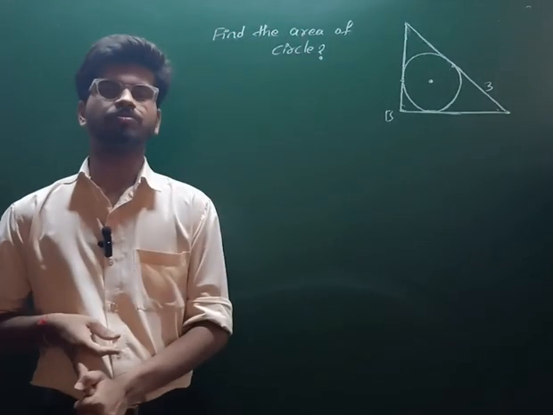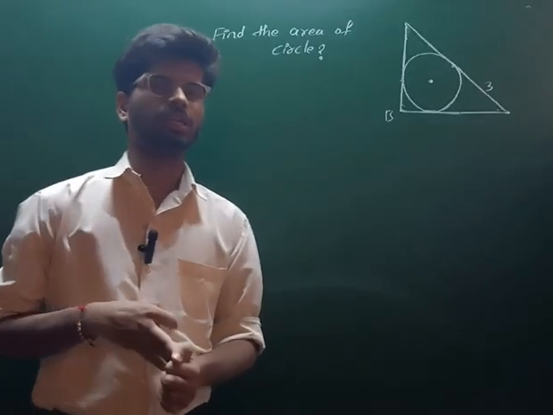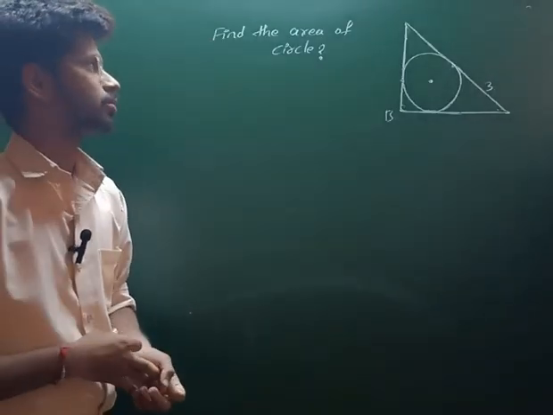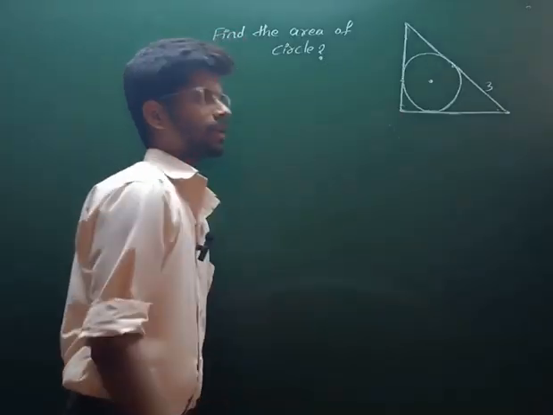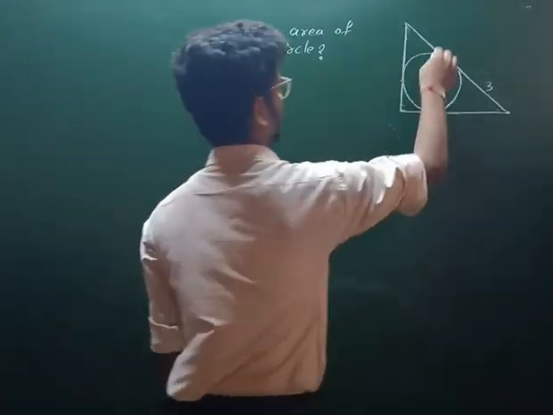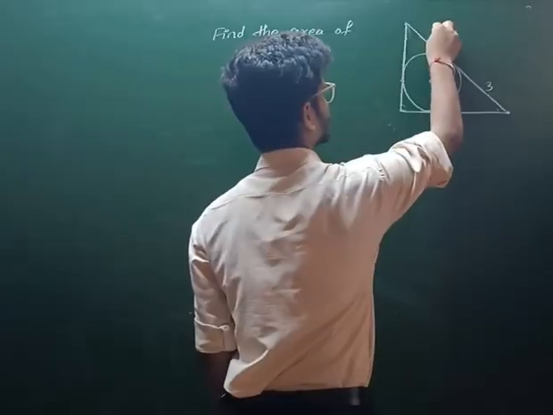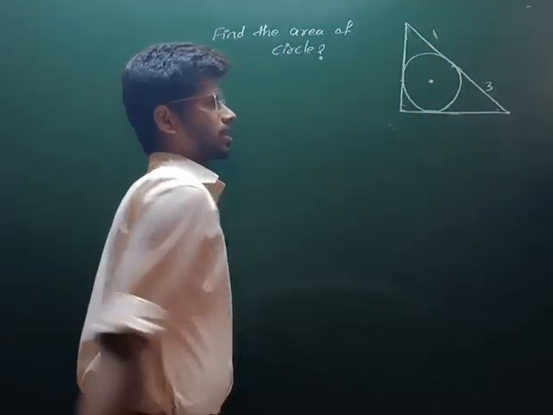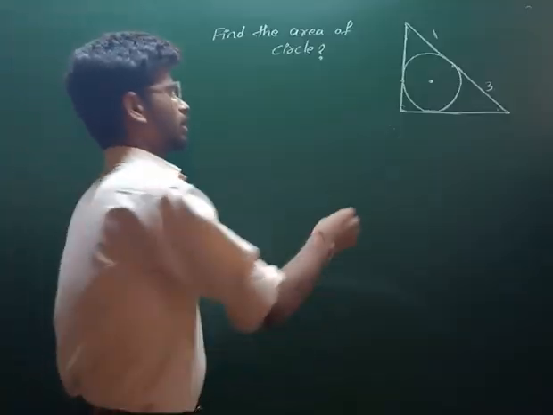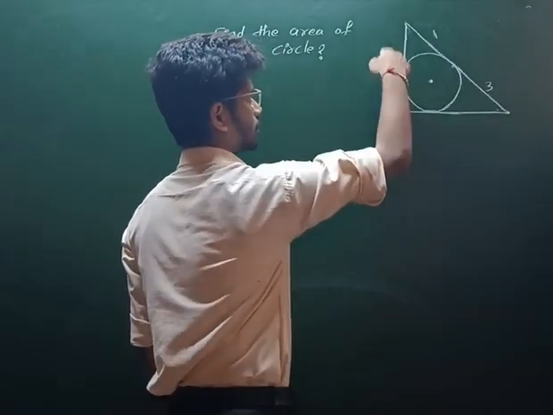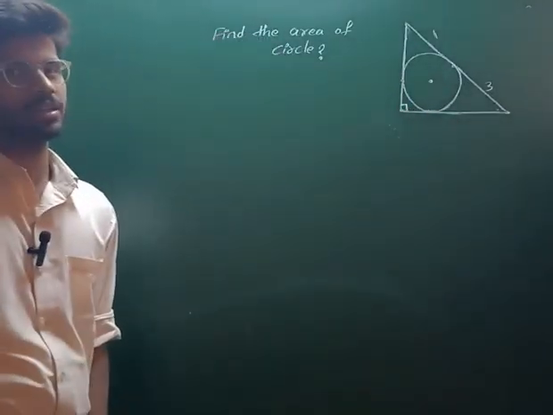Good evening, everyone. In our school, one of the students asked me this question. There is a triangle given, and this is one actually. There is an incircle with a center, and this triangle is a right angle triangle, and we need to find the area of this right angle triangle.